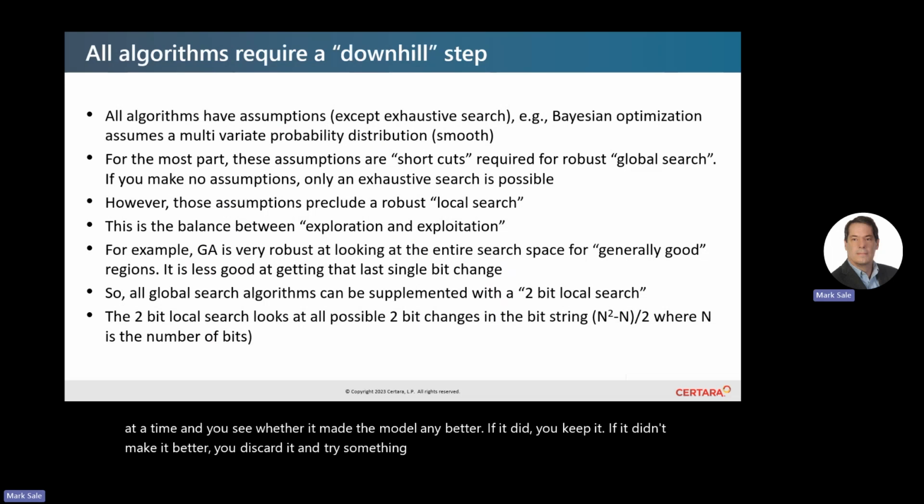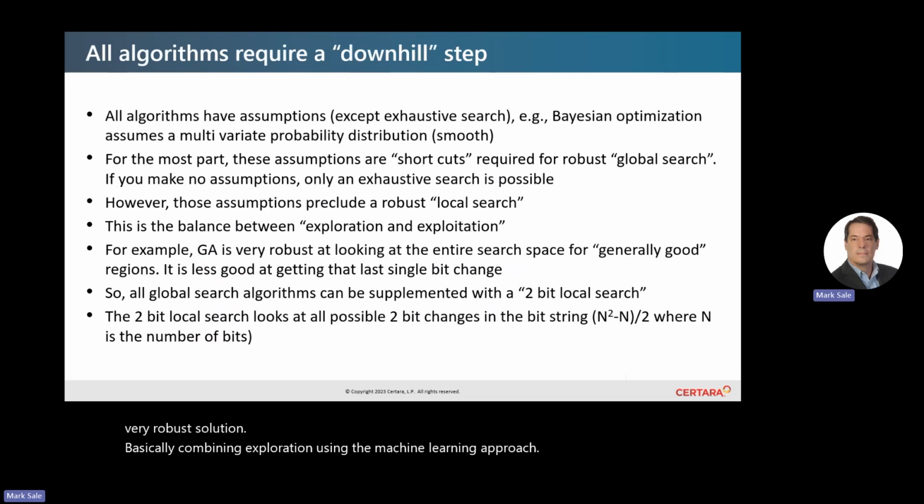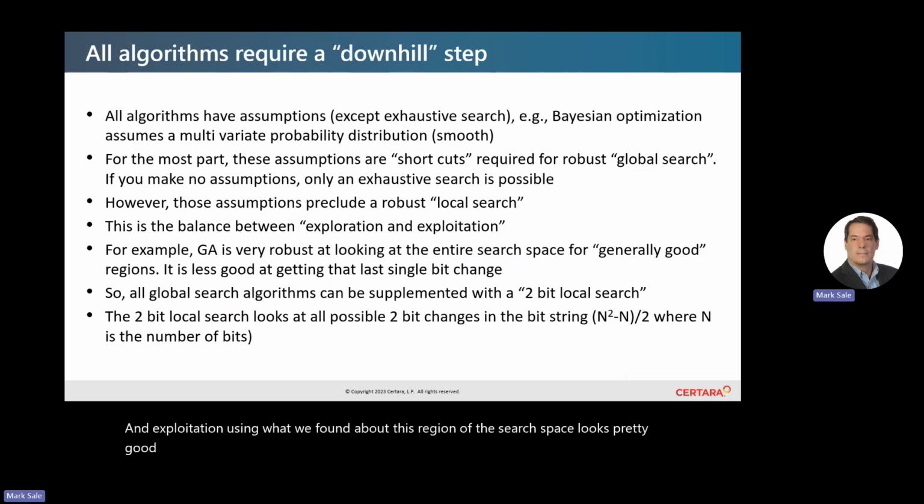And then we combine that more thorough local search with a global search for generally good models, and we can end up with a very robust solution, basically combining exploration, using the machine learning approach, looking at generally good models, and exploitation, using what we found about this region of the search space that looks pretty good, exploiting that and trying smaller changes in a local region.